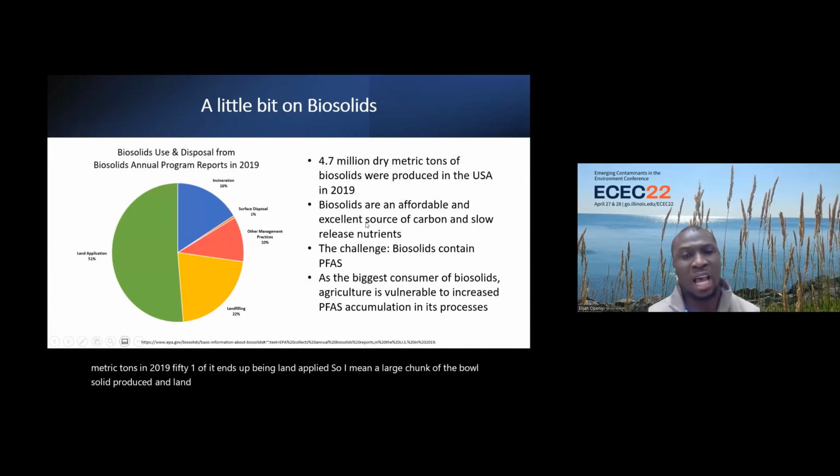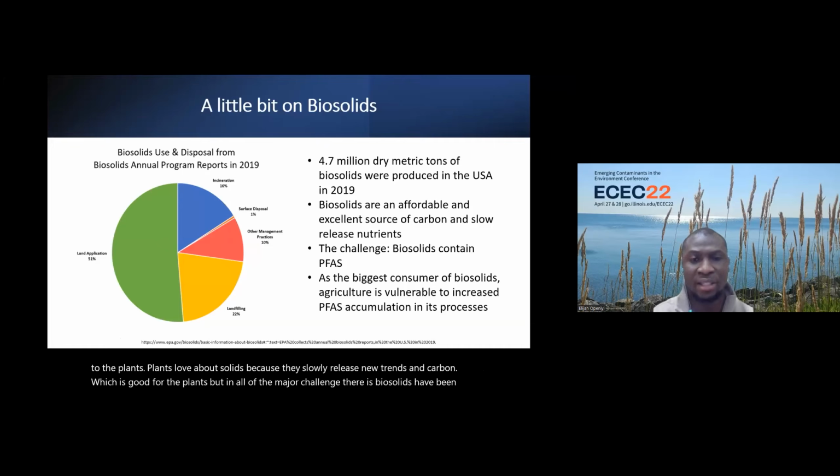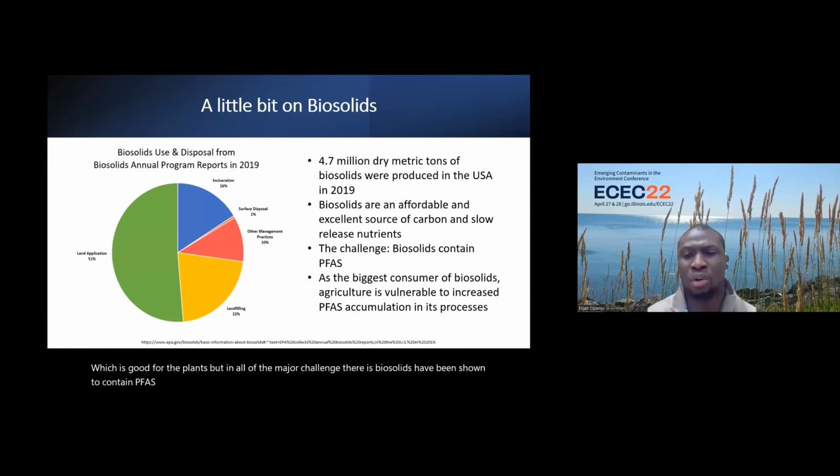Of course, biosolids are an excellent source of nutrients for plants. Plants love biosolids because they slowly release nutrients and a carbon source, which is good for the plants. But in all of this, the major challenge is that biosolids have been shown to contain PFAS, and our agricultural system, which is the biggest consumer of biosolids in the United States right now, is thus vulnerable to PFAS accumulation in this process.